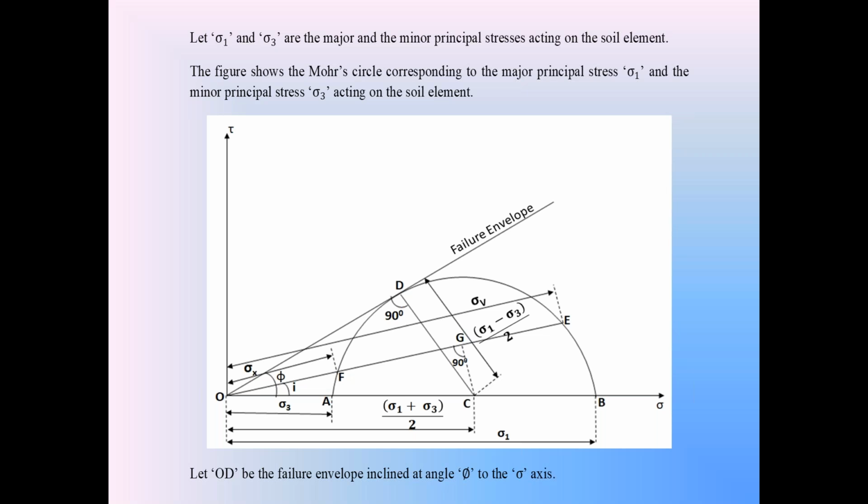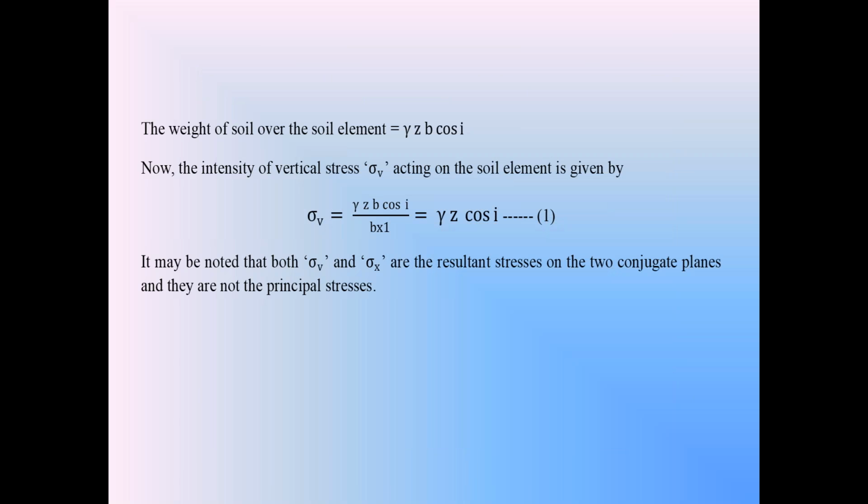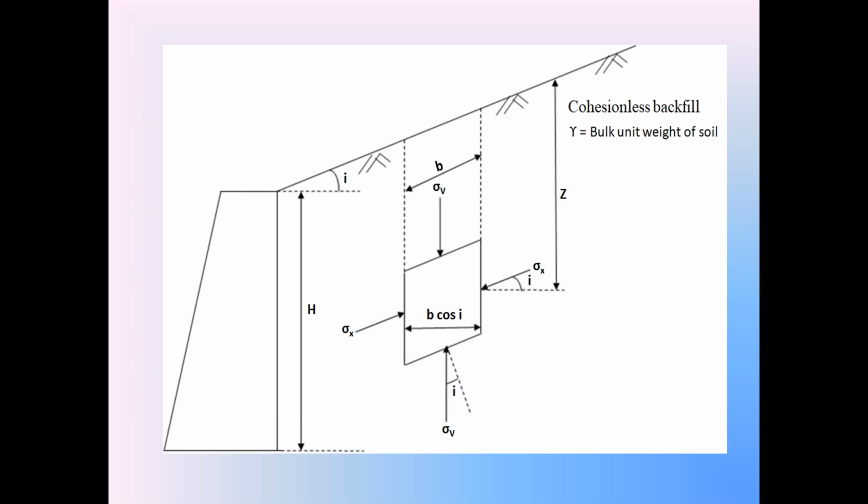Dear students, we know that in this condition, the backfill makes an angle i with the horizontal. Check the soil element's top and bottom surfaces: the top and bottom surfaces of the soil element make the angle i with the horizontal. In that Mohr stress circle, just now we discussed the Mohr stress circle for this condition.